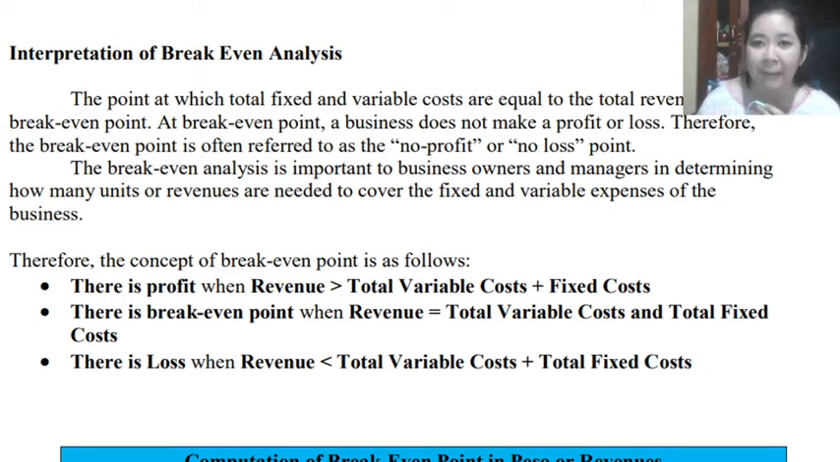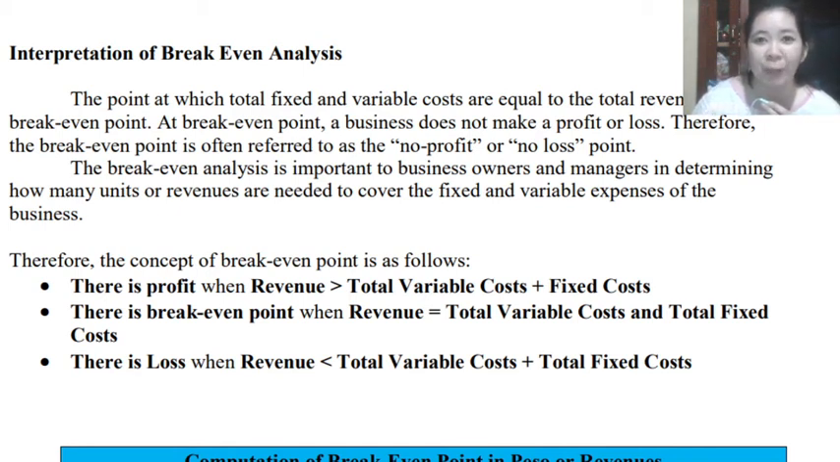Or simply, if the entity sells at break-even point, there is no profit or loss. If the entity sells more than or greater than the break-even point, then they will have a profit. If the entity will sell less or below the break-even point, then they will have a loss. So that's how you interpret the result of your break-even point analysis.